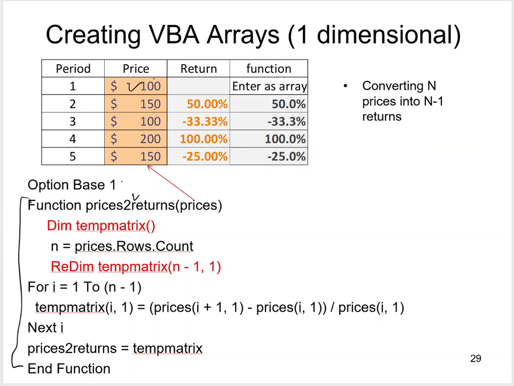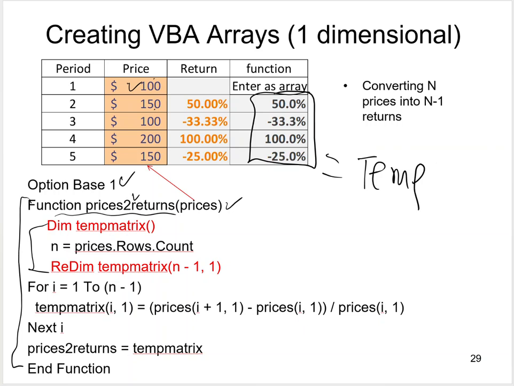So option base 1 gets me my normal world. The first item is going to be row 1, column 1. Function prices to returns, one parameter, prices. I could say prices is range if I wanted to. Now I'm going to dim temp matrix. I want to create a temporary matrix. That temporary matrix is going to be, in this case, this 4x1. So that's going to be my temp matrix, but I'm going to have to build it first. So dim temp matrix, open close bracket. That creates kind of a blank array in VBA without dimensions.